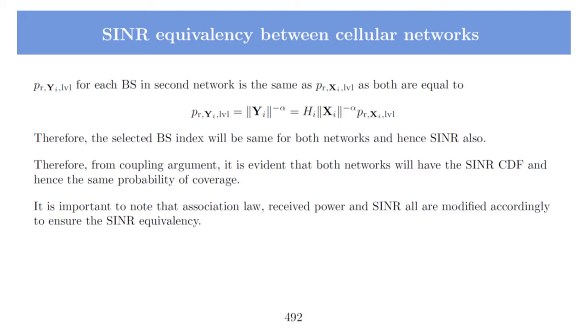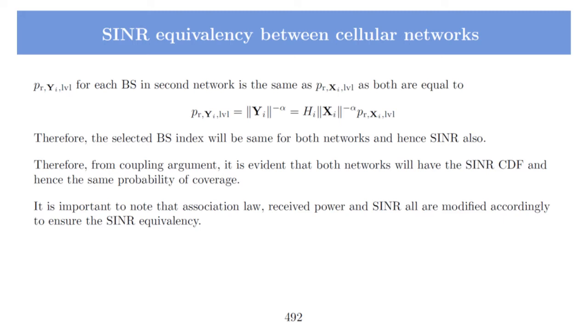If the selected base station index is the same, the instantaneous power will also be the same, because in M1 the instantaneous power is again hi times norm of x prime to the power minus alpha, and here the instantaneous power is also equal to norm of yi to the power minus alpha. They are both the same. So this means the serving base station is the same, the power from each base station is the same, so the assigner will also be the same in both realizations. And this is true for every realization in M1 and M2.